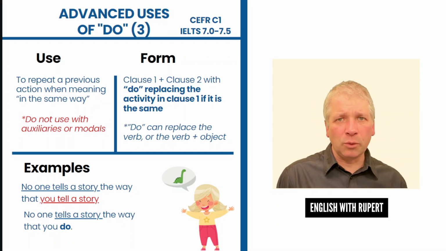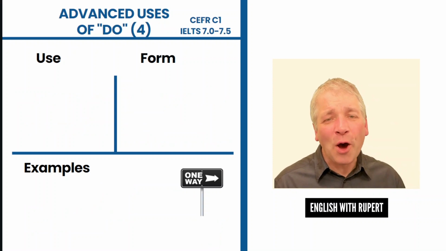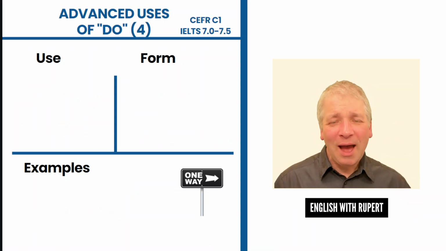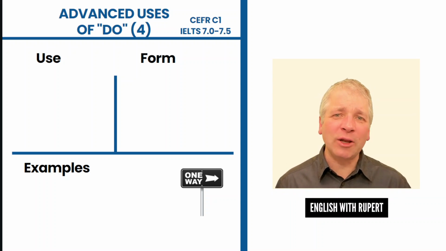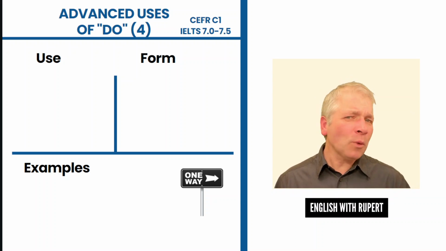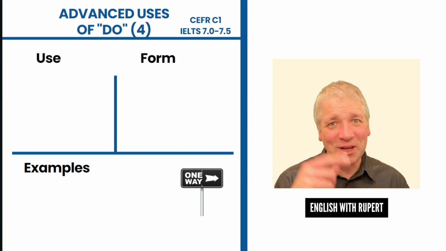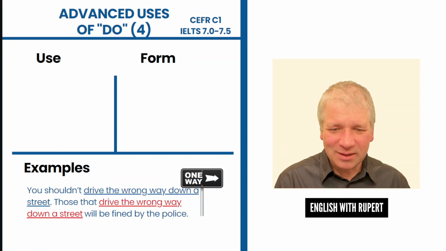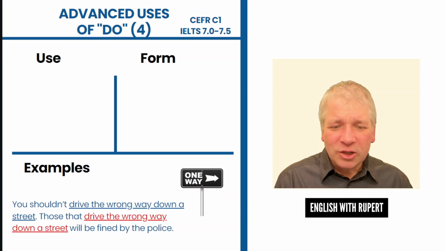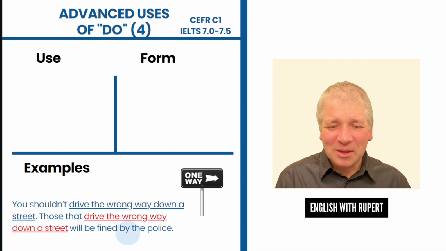For our final advanced use of do, have a look at this sign. We often see it on the roads. What will happen if you don't follow the sign when you're driving? Maybe, in some countries, in my country, maybe this. You shouldn't drive the wrong way down a street. Those that drive the wrong way down a street will be fined by the police.